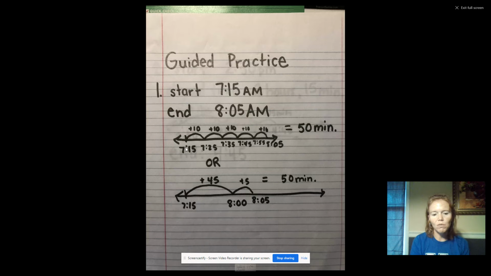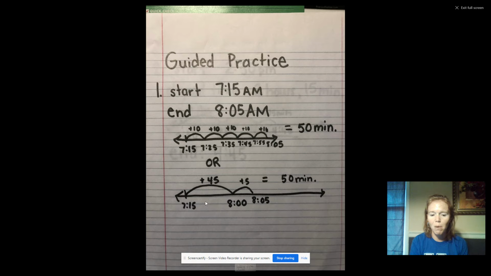So if I start with 7:15, I could say 7:25, 7:35, 7:45, 7:55, 8:05. How many jumps of 10 was that? 1, 2, 3, 4, 5. And 5 tens gives me 50 minutes. So I can see that that elapsed time problem was less than an hour, okay?